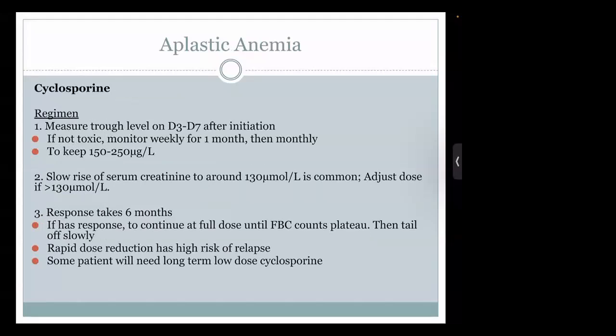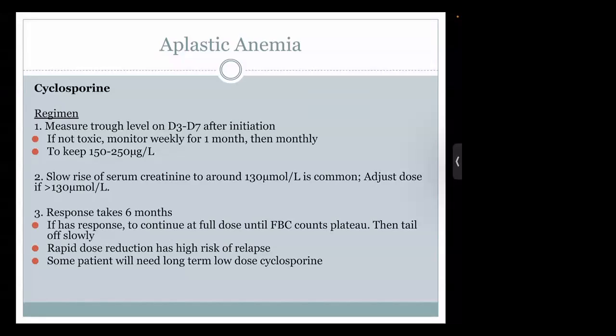Moving on to the next treatment, cyclosporine. Usually after we give cyclosporine, you have to measure the trough level on day 3 to day 7. If the trough level is not toxic, we will monitor weekly for months, then monthly. Our target trough level will be 150 to 250 microgram per liter. The side effect is AKI, where the serum creatinine will slowly rise, but our limit is around 130 micromole per liter. If it's more than that, you have to adjust the dose of the cyclosporine.